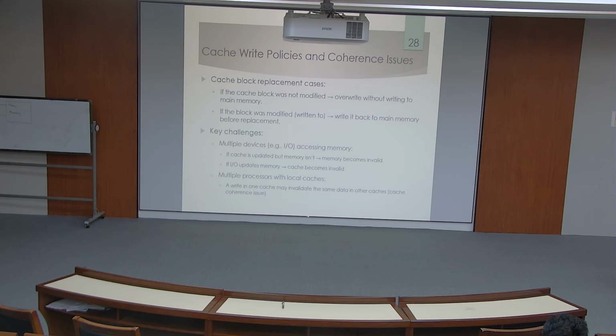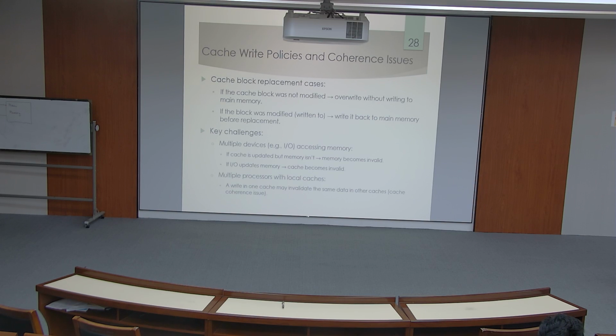Now imagine if there is any update into the level 1 cache, that means the update of the data is not being made into other cores of the same central processing unit. That means a write in one cache may invalidate the same data in other cache. So these are the key challenges in cache memory.